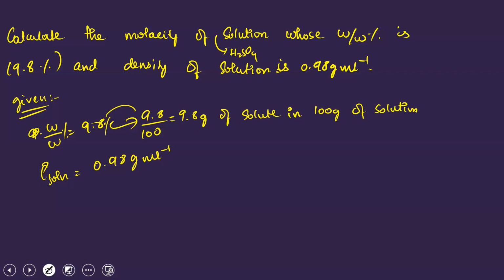From the formula. What is the weight by weight percentage formula? Weight of solute divided by weight of solution into 100. So the value in the numerator represents weight of solute and the value in the denominator represents the weight of solution. Any doubts? Ananya, Raghav, Aravinda? Okay. So we have got this.